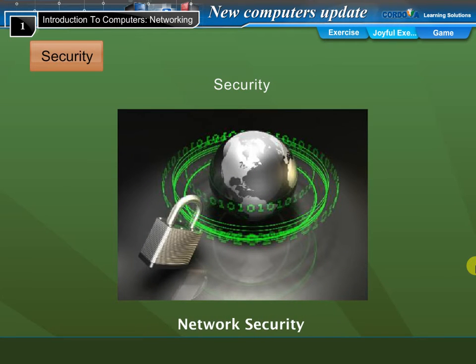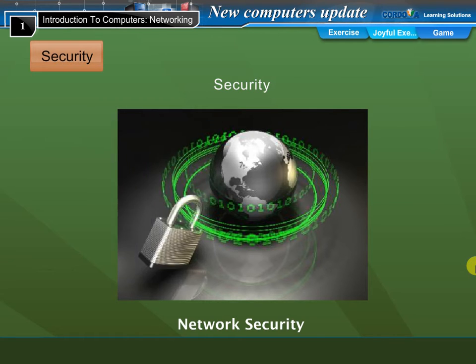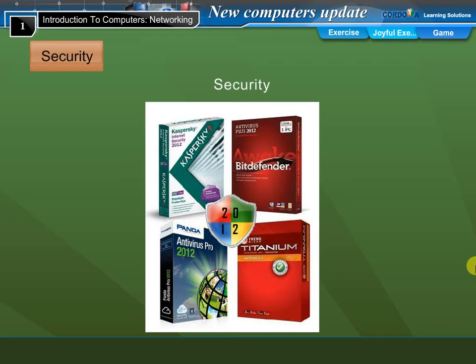Security. Before accessing information on a network, users must enter a username and password. This ensures that only authorized people can use the information stored on the network. Usernames and passwords allow the network administrator to keep track of everyone who uses the computers on the network. Networks have built-in security programs. These security programs monitor and report any abnormal activity on a computer network to the network administrator.